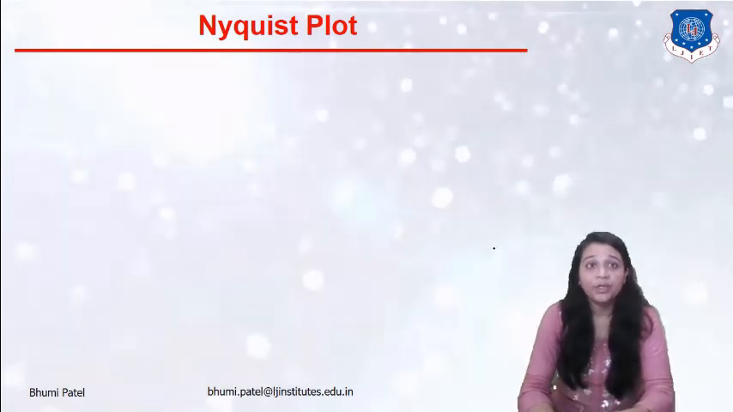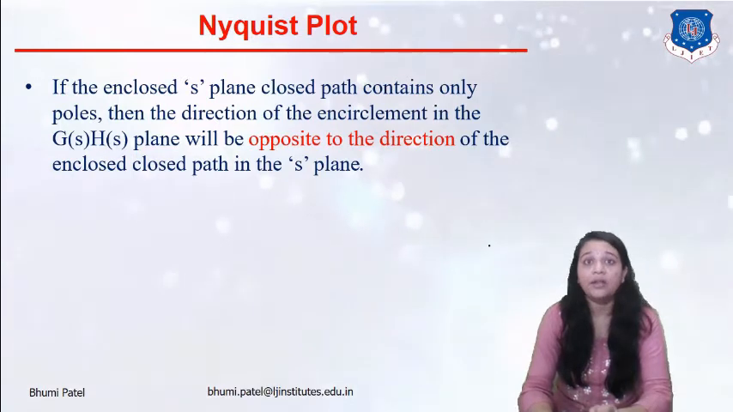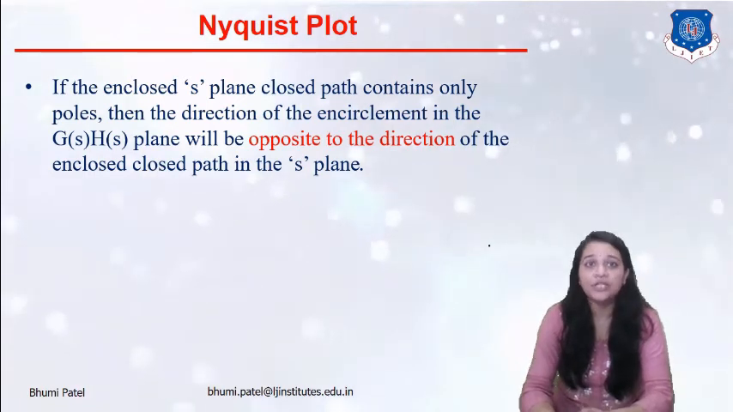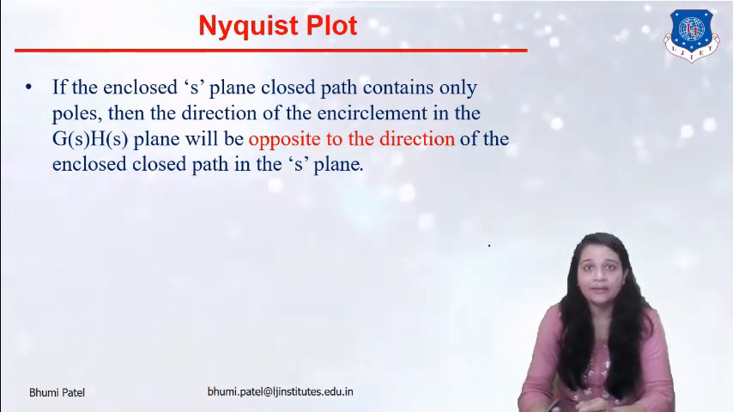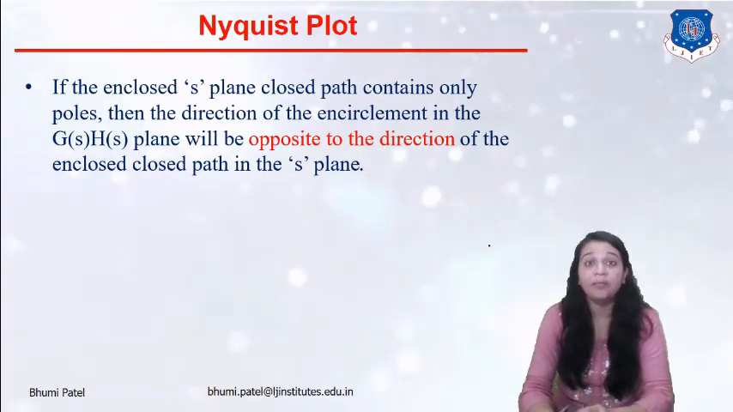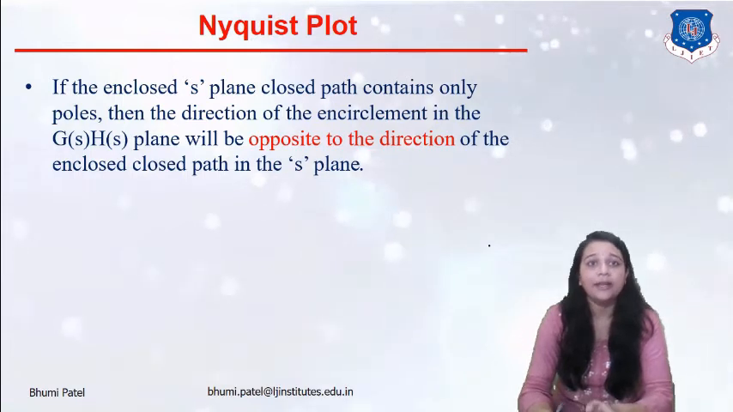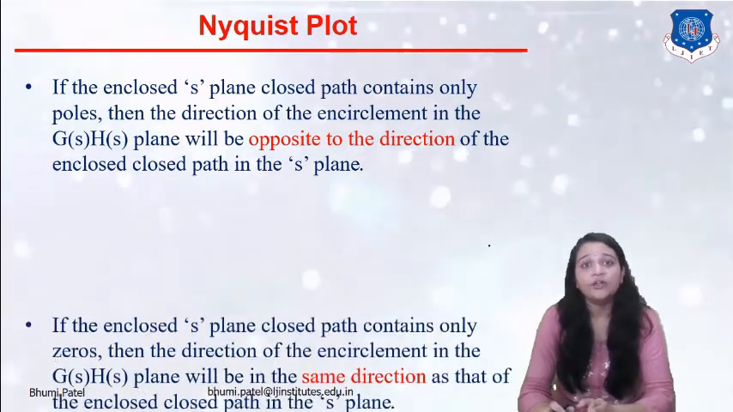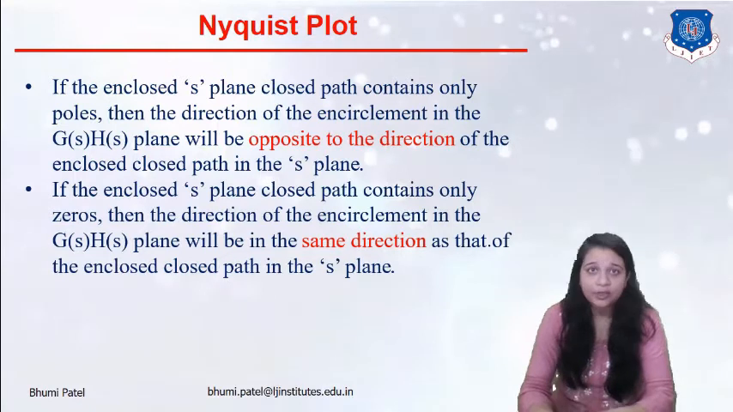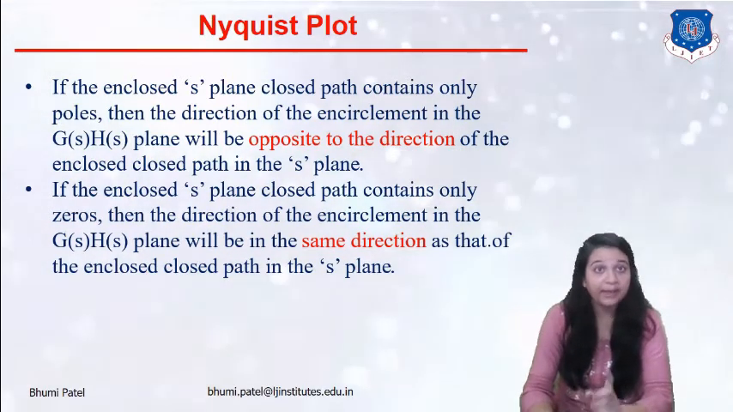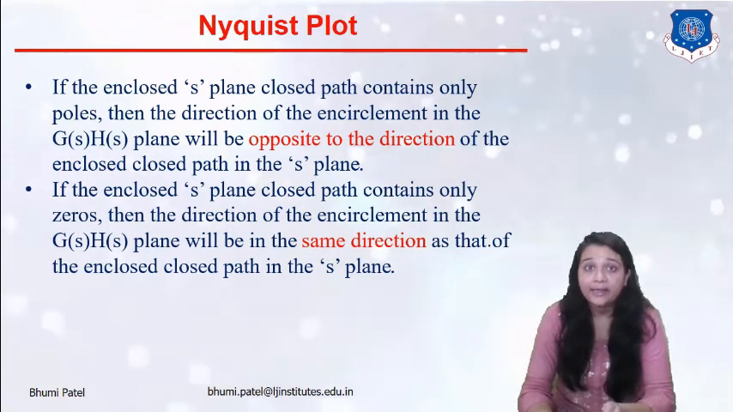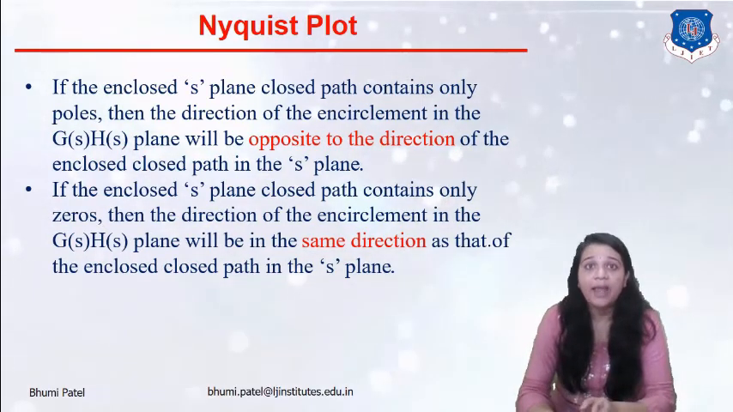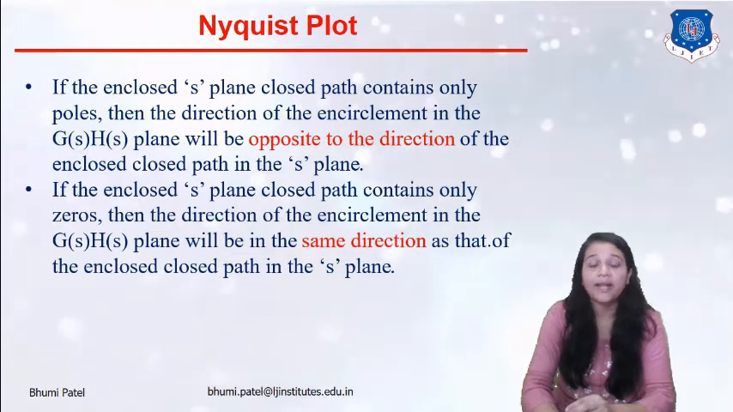If the enclosed s-plane closed path contains only poles, there is no zero, that means Z is equal to 0, then the direction of the encirclement in the G(s)H(s) plane will be opposite to the direction of the enclosed closed path in the s-plane. Suppose the enclosed closed path contains only zeros, that means there is no pole in the enclosed area, then the direction of the encirclement in the G(s)H(s) plane will be the same as that of the enclosed closed path in the s-plane.